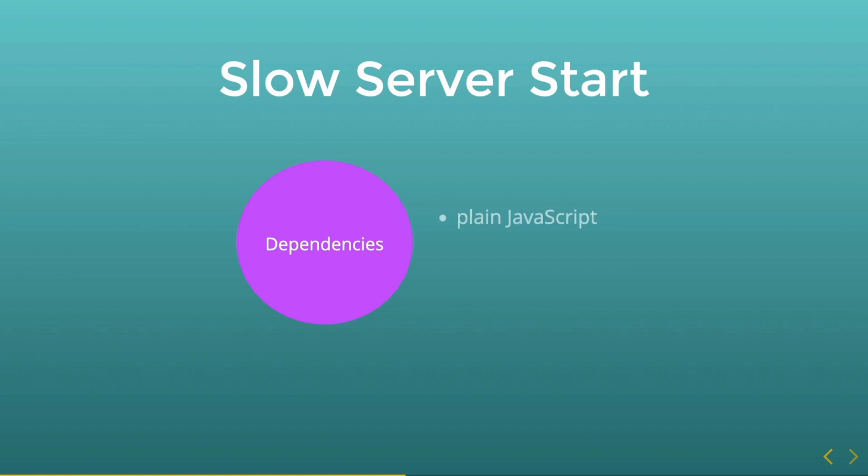Dependencies are mostly plain JavaScript that do not change often during development. They often live in your node modules directory. Vite pre-bundles these dependencies using ESBuild, which is a bundler written in the language Go, and pre-bundles dependencies 10 to 100 times faster than the JavaScript-based bundlers.